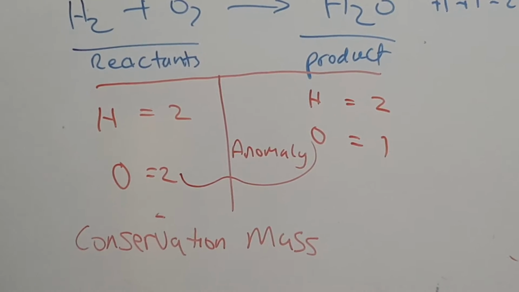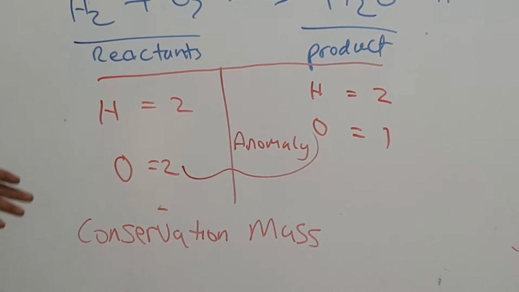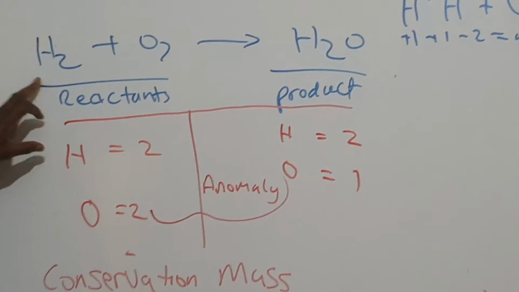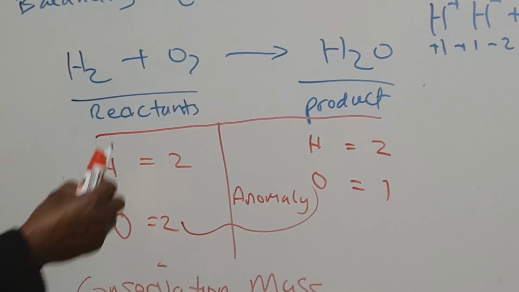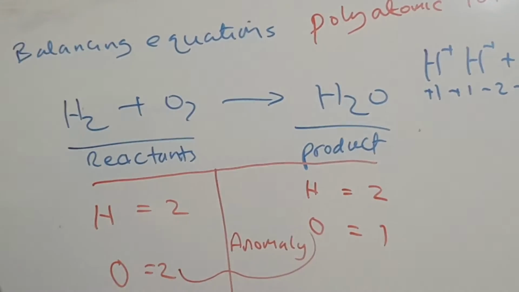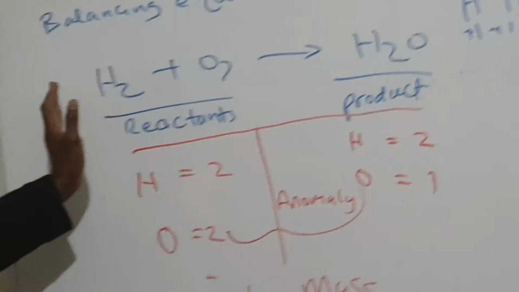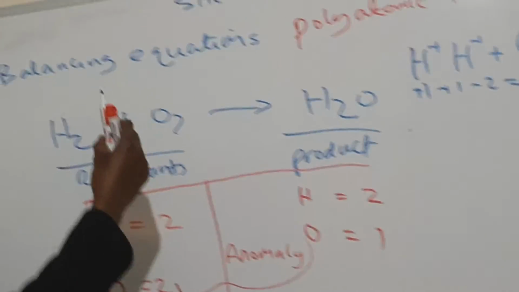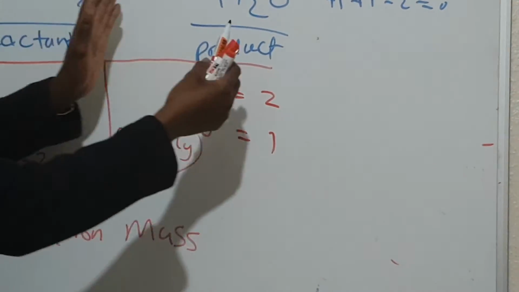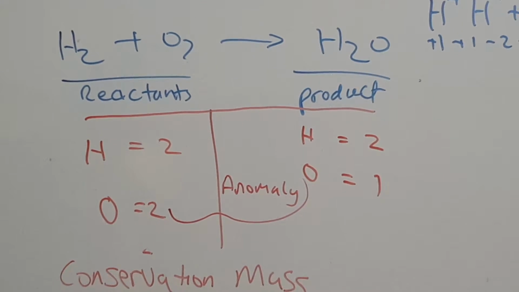You did it in physics? No, we haven't done it yet, but I've heard it. Atoms cannot be created or destroyed. So the number of atoms of the reactant must be equal to the number of atoms of the product. You cannot just add chlorine here when chlorine is not in the reactants. What you have here must be equal to what is here. That's why you have to balance, because atoms cannot be destroyed.